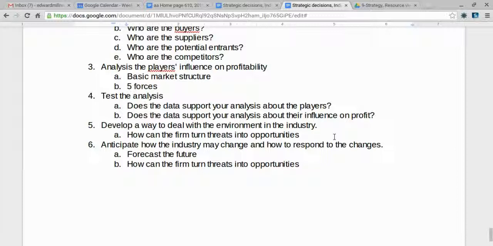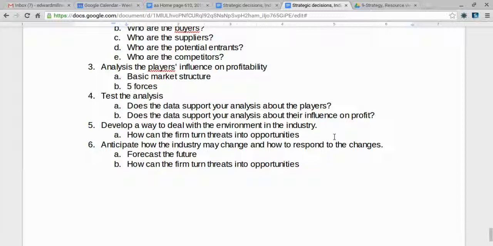Number 6, anticipate how the industry may change and how to respond to the changes. The world is not static. It's fluid and changing constantly, and do the best you can to get at your crystal ball to figure out what may be coming down the pike. Go to conferences, go to industry meetings, think, read, keep your eyes open. Do the best you can to forecast the future.